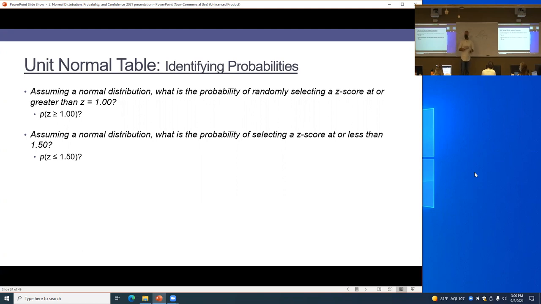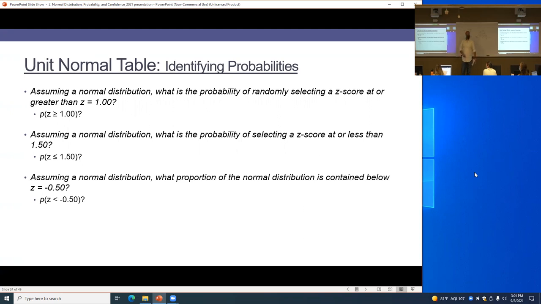So in doing these problems, if you're asking about a z-score that's greater than zero... I was going to ask if you can always use the larger proportion. Yeah. Okay. And this is where sort of wrapping it up starts to help out.